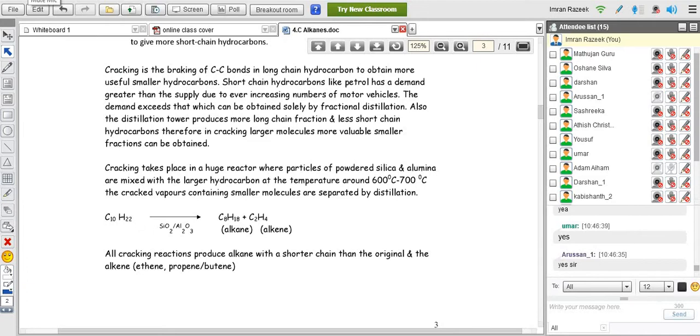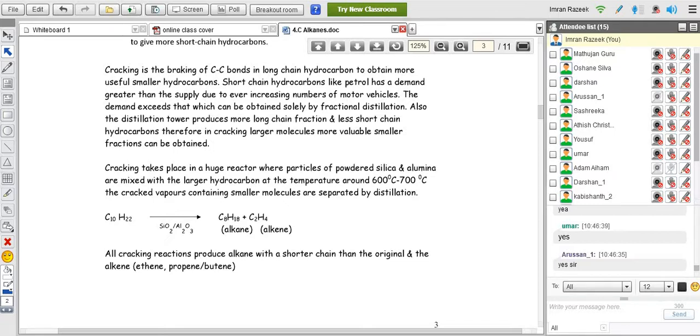So cracking is the breaking of carbon-carbon bonds in the long chain hydrocarbon to obtain more useful smaller hydrocarbons. Short chain hydrocarbons like petrol have a demand greater than the supply due to the ever increasing numbers of motor vehicles. The demand exceeds that which can be obtained solely by fractional distillation. Also, a distillation tower produces more long chain fractions and less short chain hydrocarbons. Therefore, by cracking larger molecules, more valuable smaller fractions can be obtained. That's the reason why the smaller fractions are more expensive compared to the longer fractions.